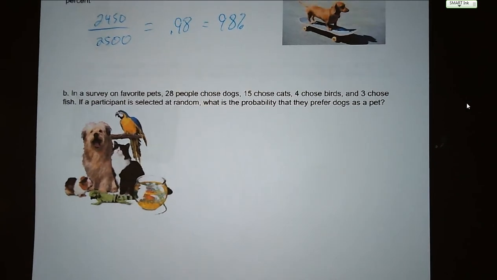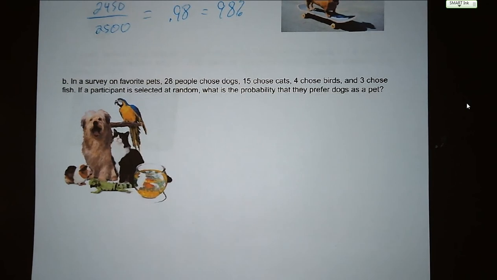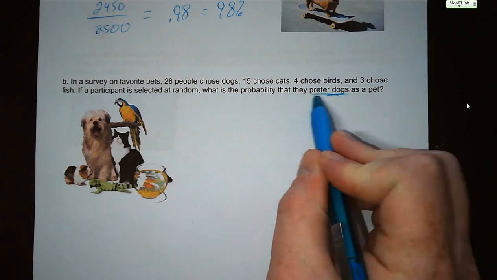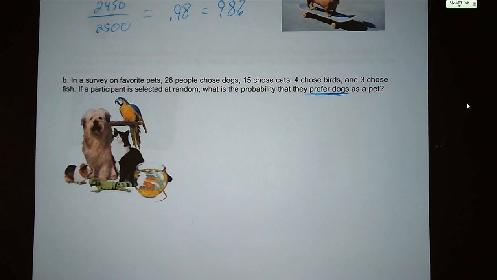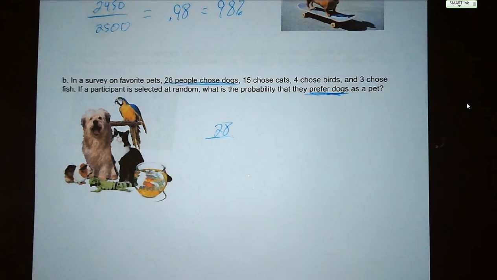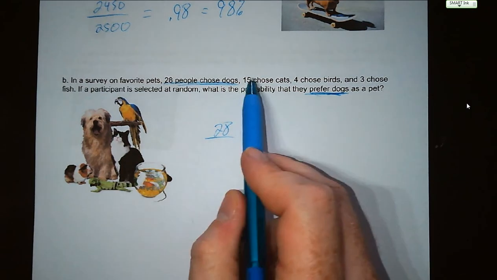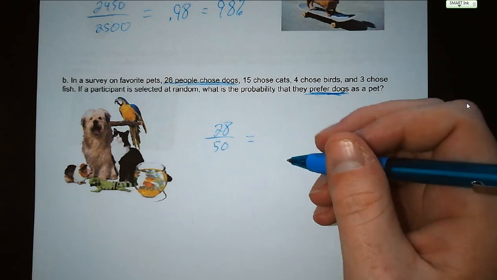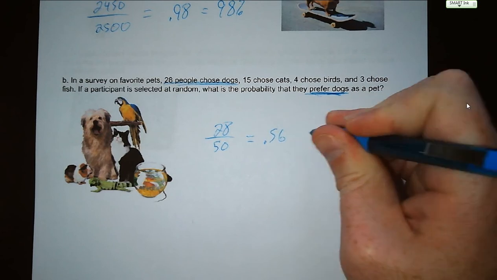Letter B, in a survey on favorite pets, 28 people chose dogs, 15 chose cats, 4 chose birds, and 3 chose fish. If a participant is selected at random, what is the probability that they prefer dogs as a pet? So, the number of times the event occurs would be how many people picked dogs. So that would be 28. Out of our total, so 28 plus 15 plus 4 plus 3 is 50. So 28 over 50 is 0.56, which is 56%.